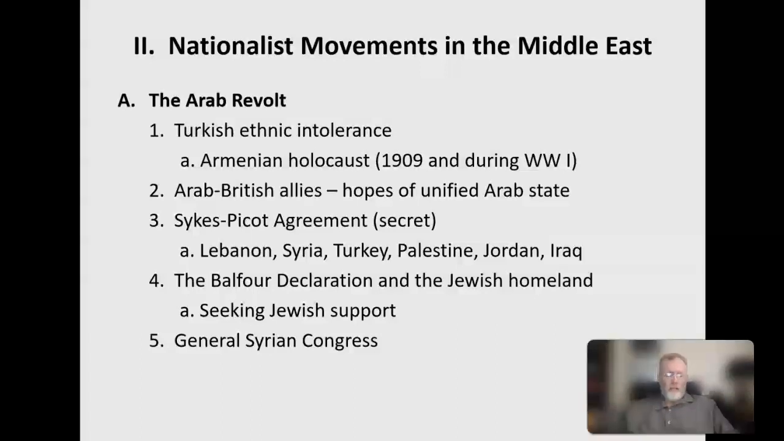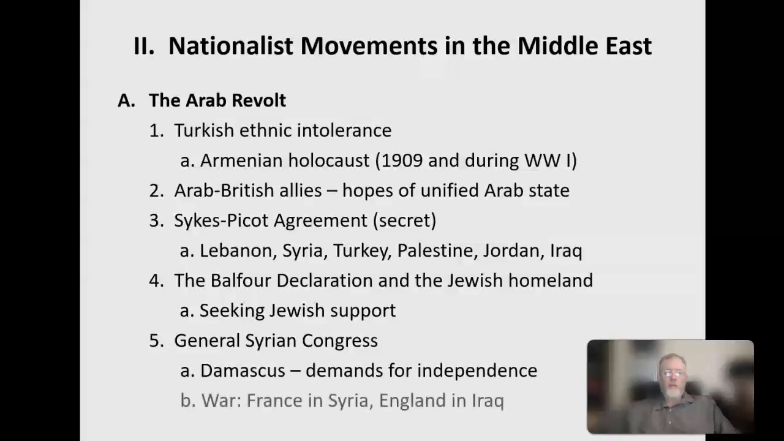Arabs met in Damascus at what became known as the General Syrian Congress to call attention to their demands for independence, freedom, and self-rule. And in response, France attacked Syria in 1920, and England attacked Iraq in 1920 as well. And these became regions that were pretty much completely dominated by England and France until after World War II.